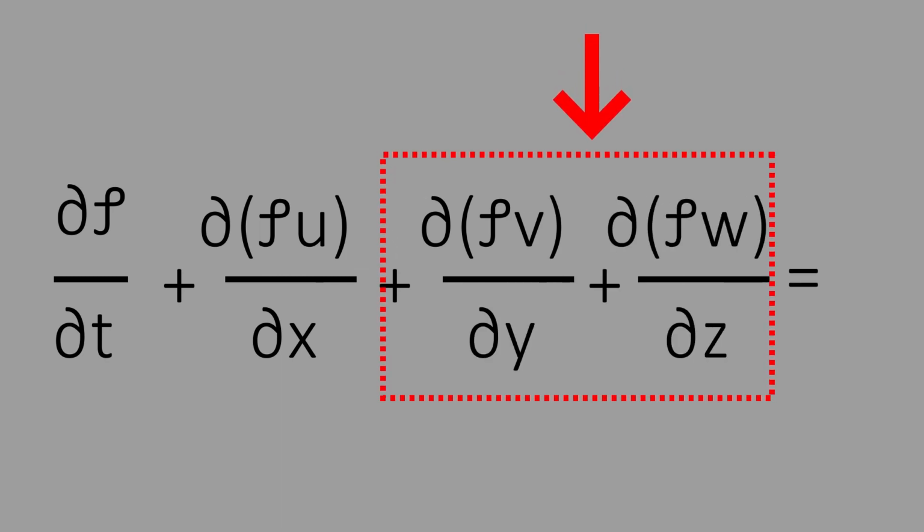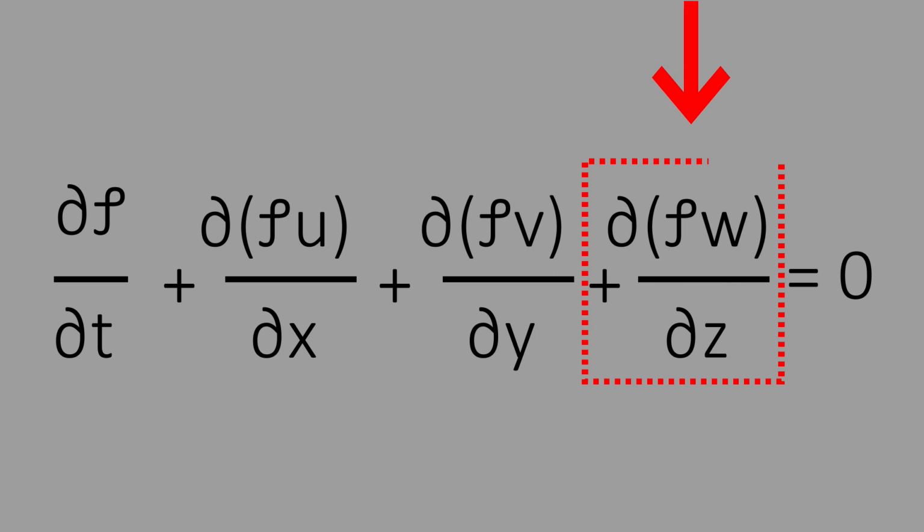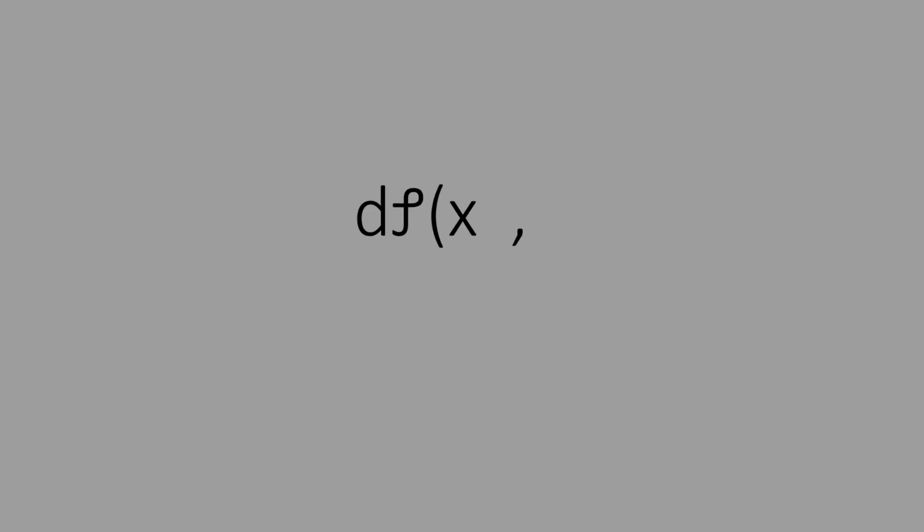Now, to generalize it into three dimensions, we add two more terms. The second term representing the speed v in the y direction. The third one representing the speed w in the z direction. The change of notation from d to the curly d is usually implemented to help spot the difference between ordinary differential equations and partial differential equations, the former involving one independent variable x and the latter involving more than one, in our case x, y, and z.